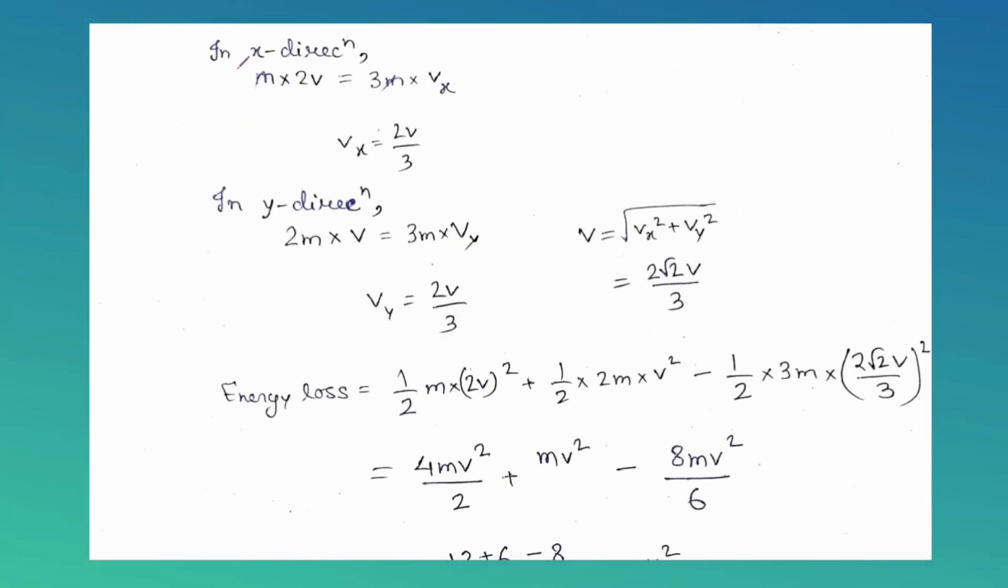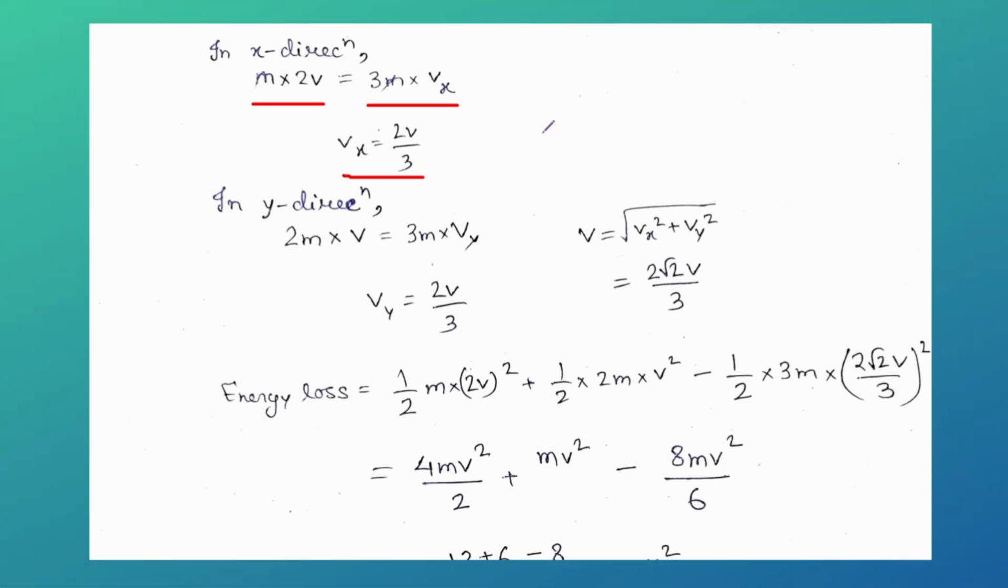Considering x direction, we get the total momentum before collision as m times 2v. No momentum in x direction for the other particle. After collision, we get the x component of velocity of the particles moving together as the collision is inelastic.